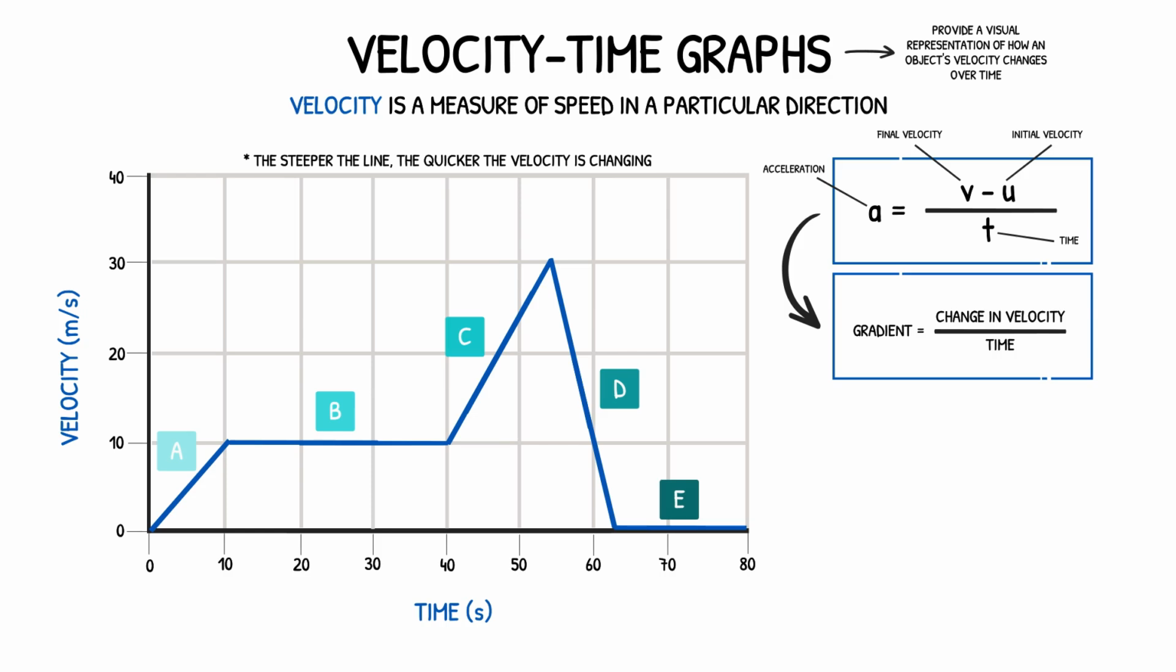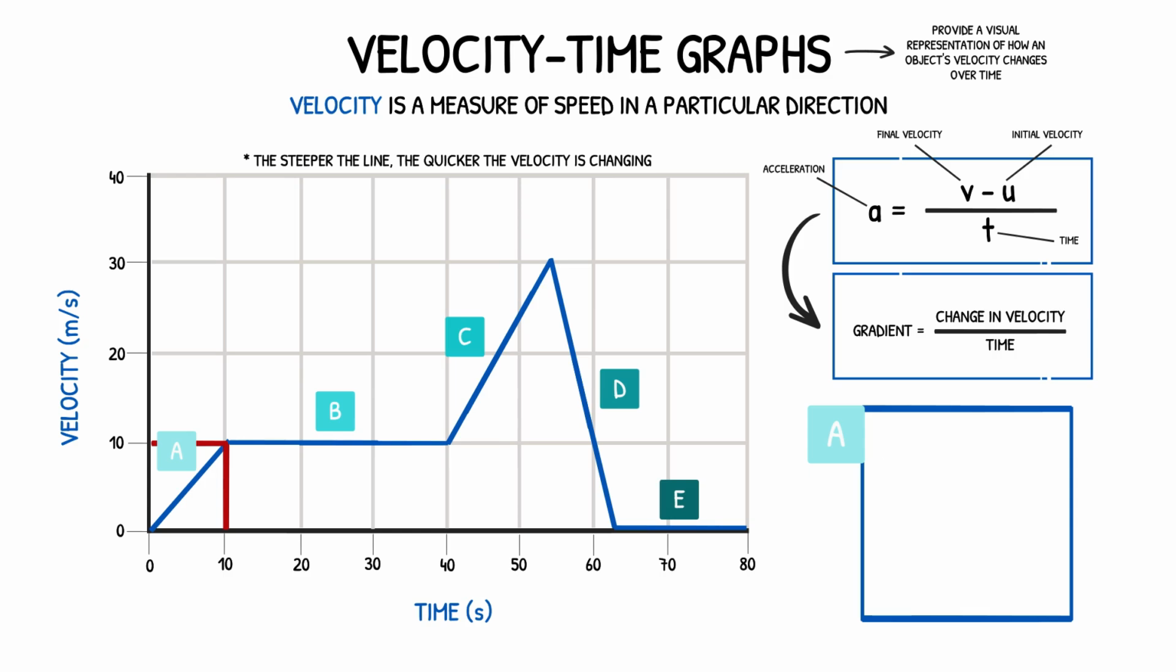For example, let's say we wanted to calculate the acceleration of the object at point A in the journey. The gradient of the line at this point in the journey is equal to 10 meters per second minus 0 meters per second divided by 10 seconds minus 0 seconds. This means that the acceleration of the object at point A is equal to 10 divided by 10, which gives a total of 1 meter per second squared.